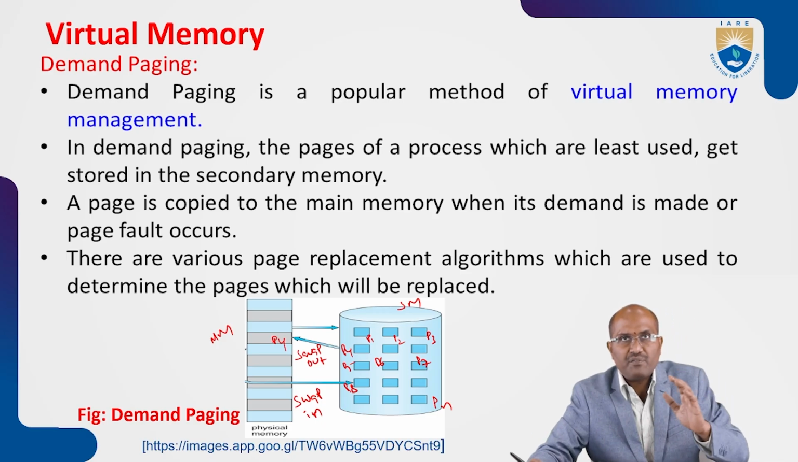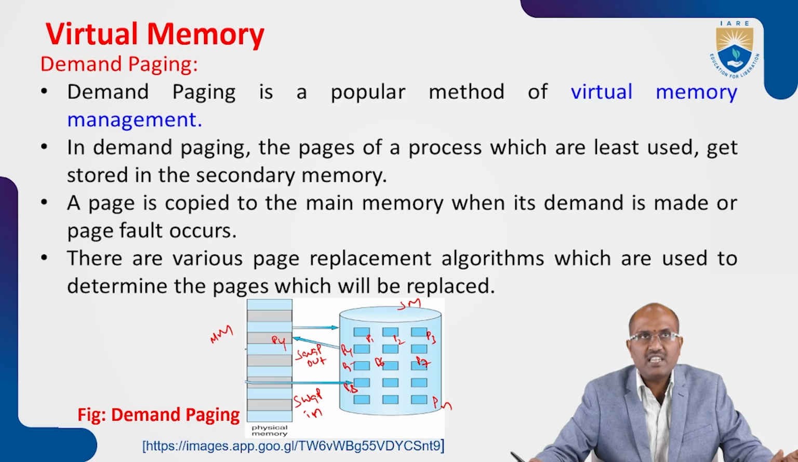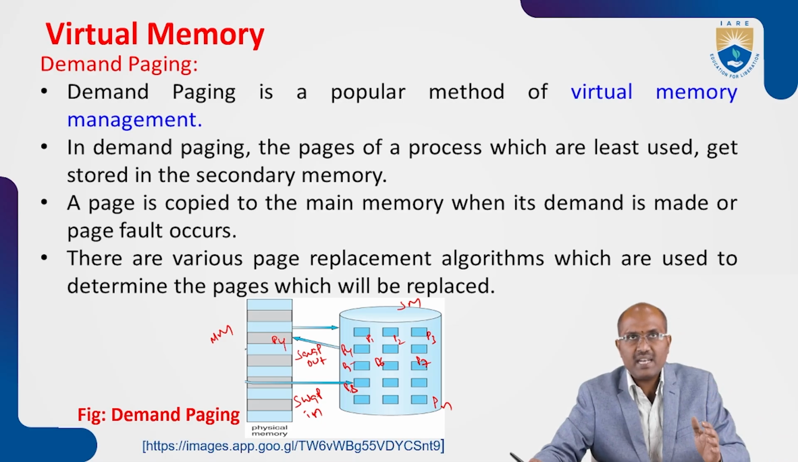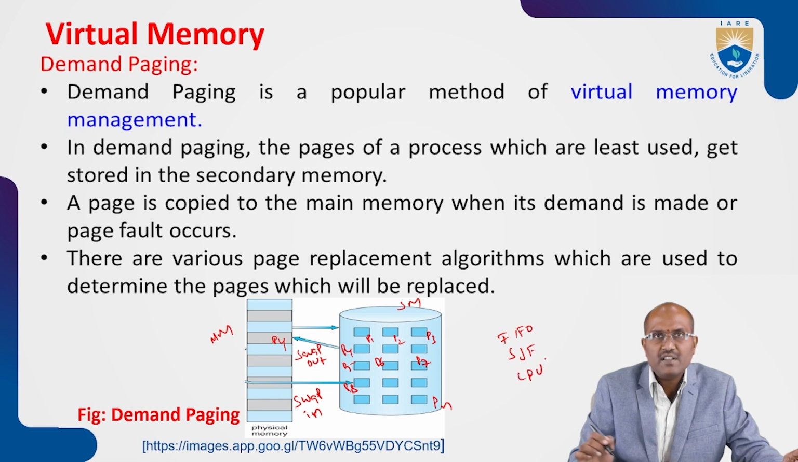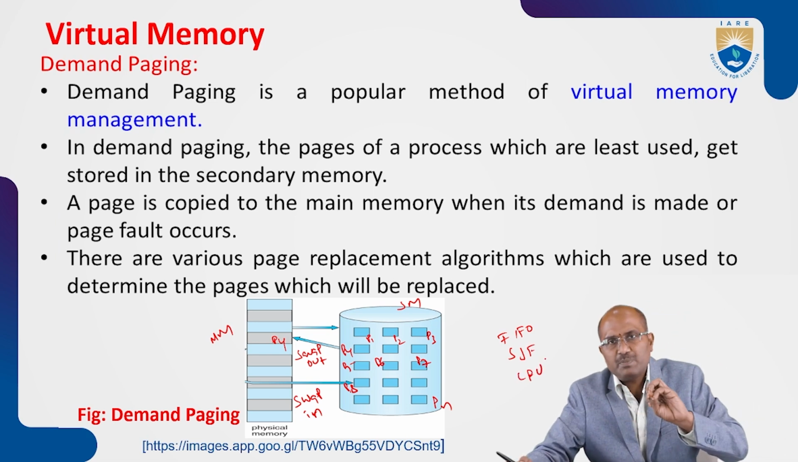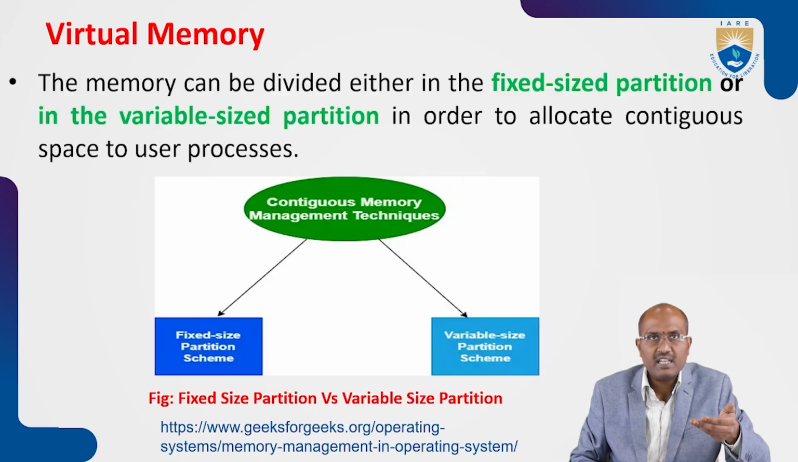So these are various page replacement algorithms which are used to determine which page will be replaced. The page replacement algorithms are first in first out, shortest job first, least recently used. These are various page replacement algorithms that we are going to discuss in detail in my coming lectures.